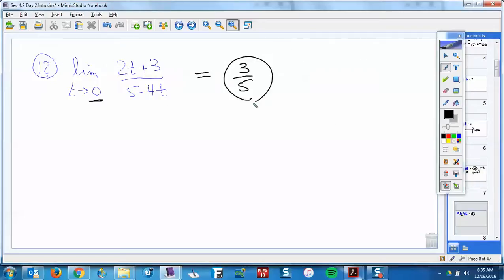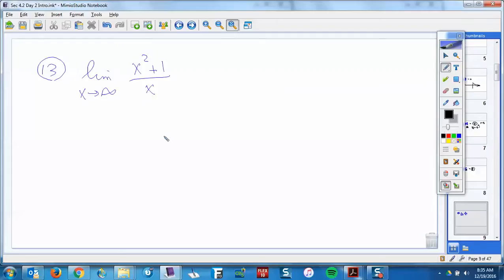But here we're talking about T getting towards 0. Well, that means this is just going to go to 0, this is going to go to 0, and you're going to be left with the 3/5. Okay? So it's interesting, when T was getting really big, the 3 and the 5 didn't matter. When T's getting really small, the ones with the T's don't matter, because they're going to disappear. They're essentially going to nothing. Okay? What about this one?